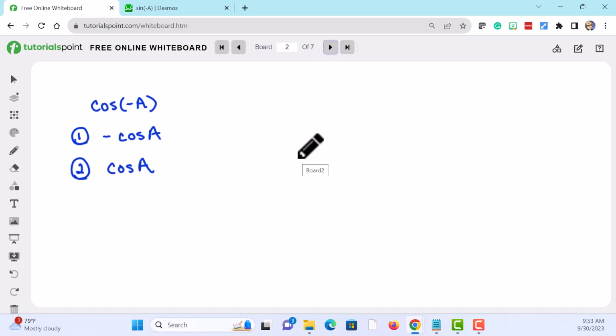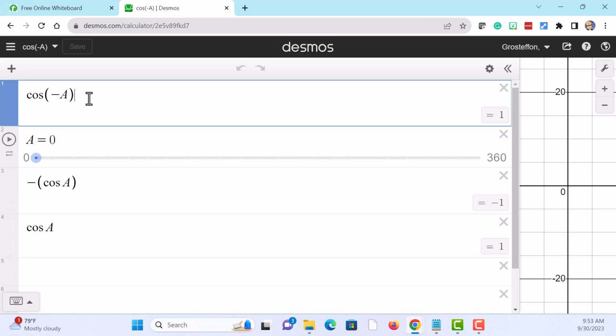Let's try a similar one. Which expression is equivalent to cosine of minus a? Here you can see that I've got cosine of minus a at the top, and then minus cosine of a and cosine of a at the bottom. When a is equal to 0, cosine of minus a is 1, minus cosine of a is negative 1, and cosine of a is positive 1. So right from the get-go, we can see that cosine of minus a does not equal minus cosine of a.